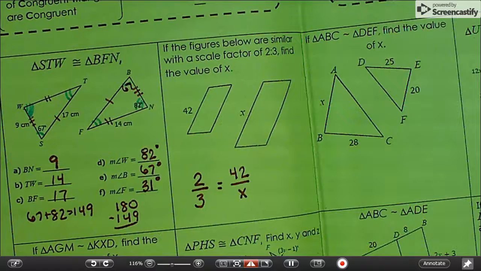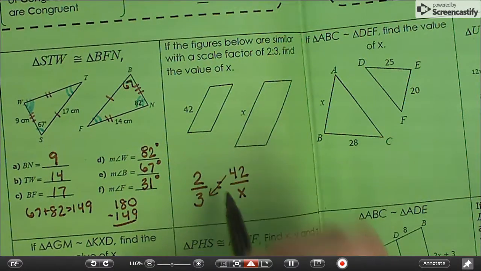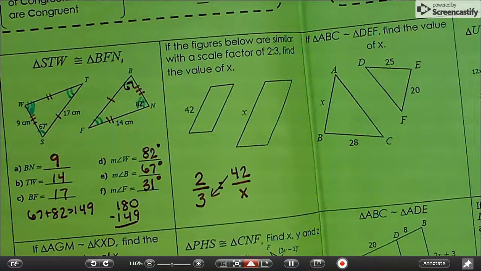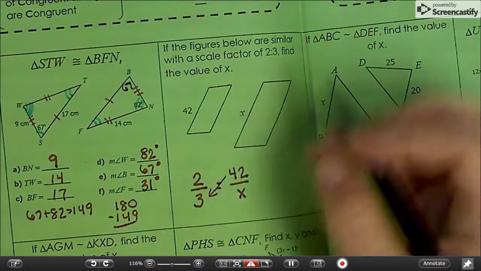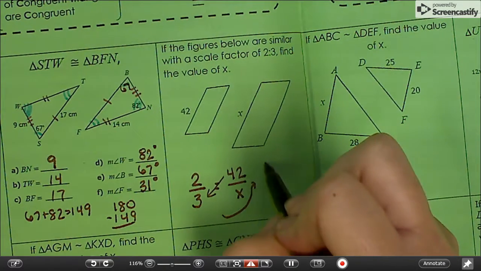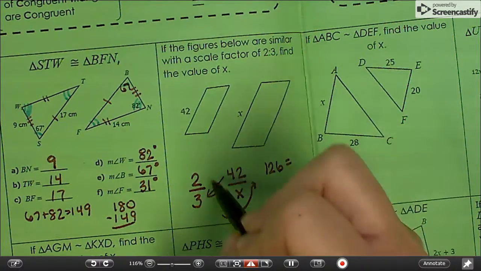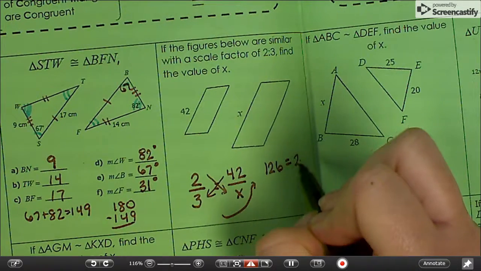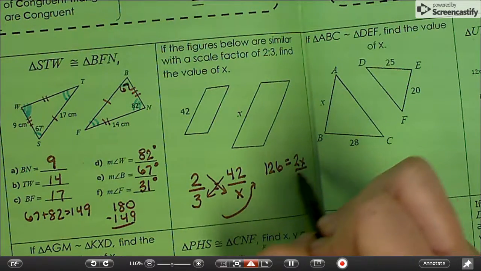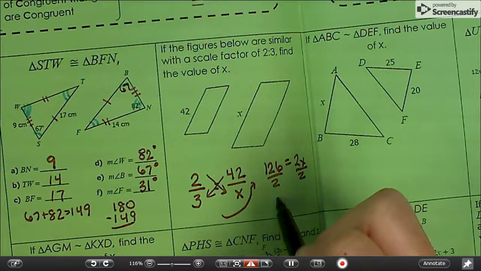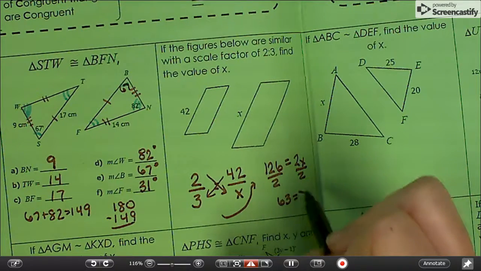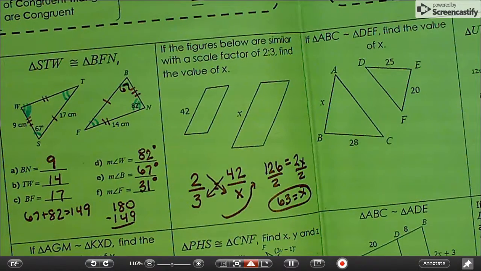Then we need to solve the proportion, so we're going to cross multiply 42 times 3. I'm going to write it over here because I didn't leave myself some space. 126 equals 2 times x, 2x. Divide both sides by 2, so 63 equals x.